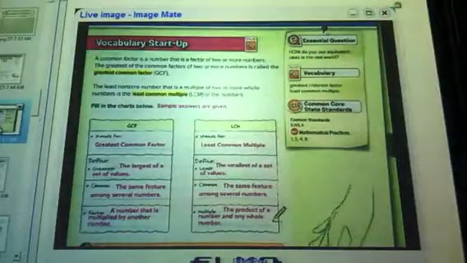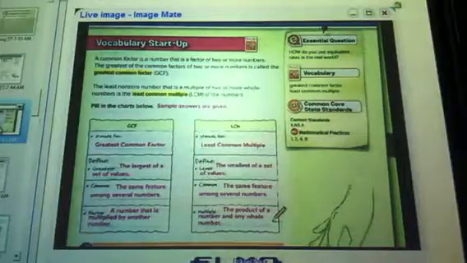Let's talk about greatest common factor first. The greatest common factor is a number that is a factor of two or more numbers, and the greatest in common of factors of two or more numbers. So GCF stands for greatest common factor. Greatest, the biggest. If you think about being the greatest in the world, you got the gold medal. You're the champ. You're the biggest. Common. Same features among several numbers.